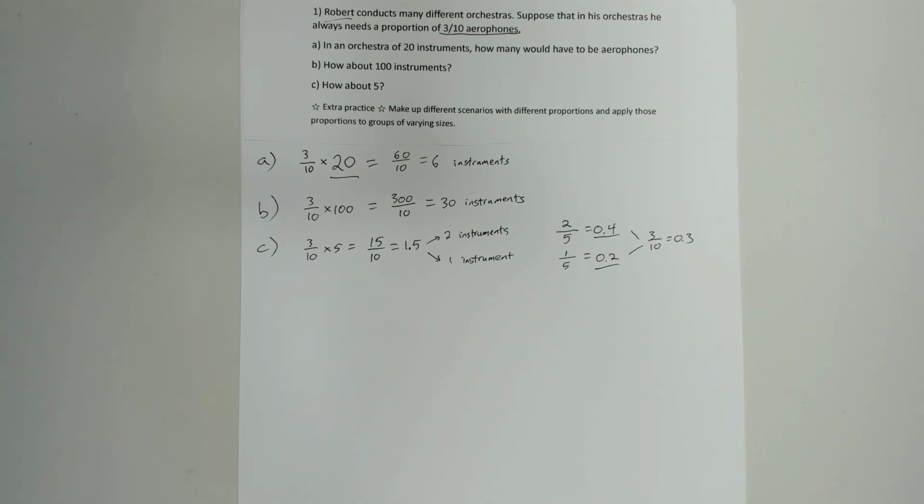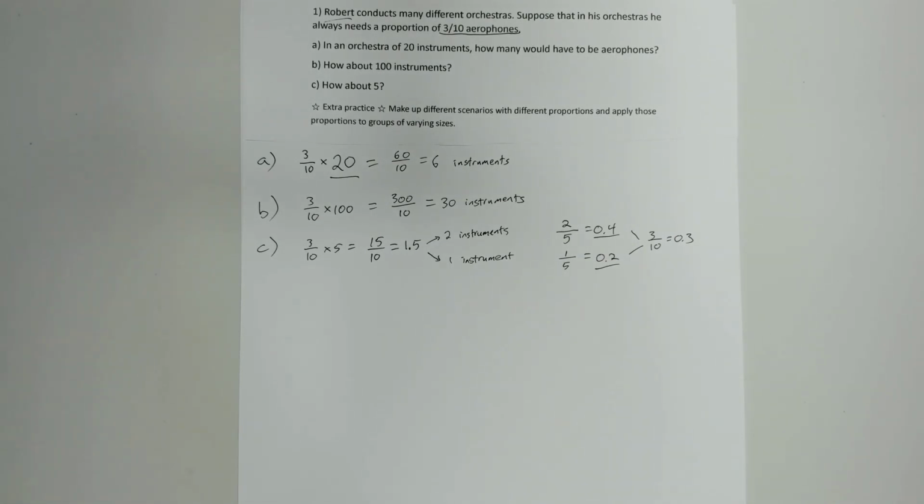So oftentimes you're going to have to do some rounding and make some choices. And for extra practice, kind of like I did here, just make up different scenarios with different proportions and apply those proportions to groups of varying sizes. You have opportunity to have some fun here. Whatever you're interested in, make up a scenario for it, right? So get a proportion for that, and then apply that to groups of different sizes, right? And that's just going to correspond to your fraction multiplication.